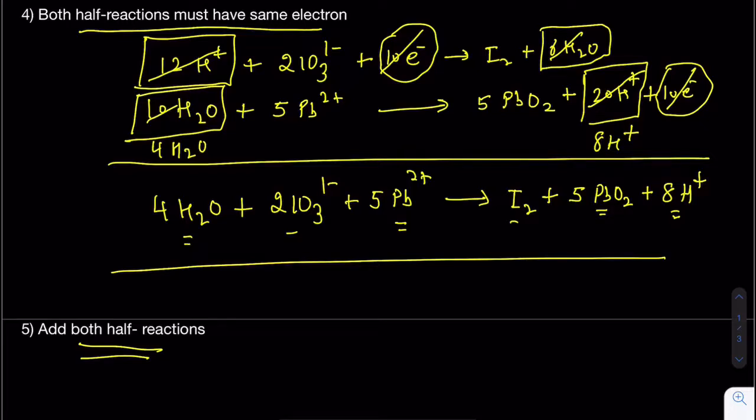Let's look at the oxygen. So we got 4 oxygens here, and then 6 oxygens here, so that's a total of 10 oxygens, and we do have 10 oxygens there as well. Okay, so that one is good.